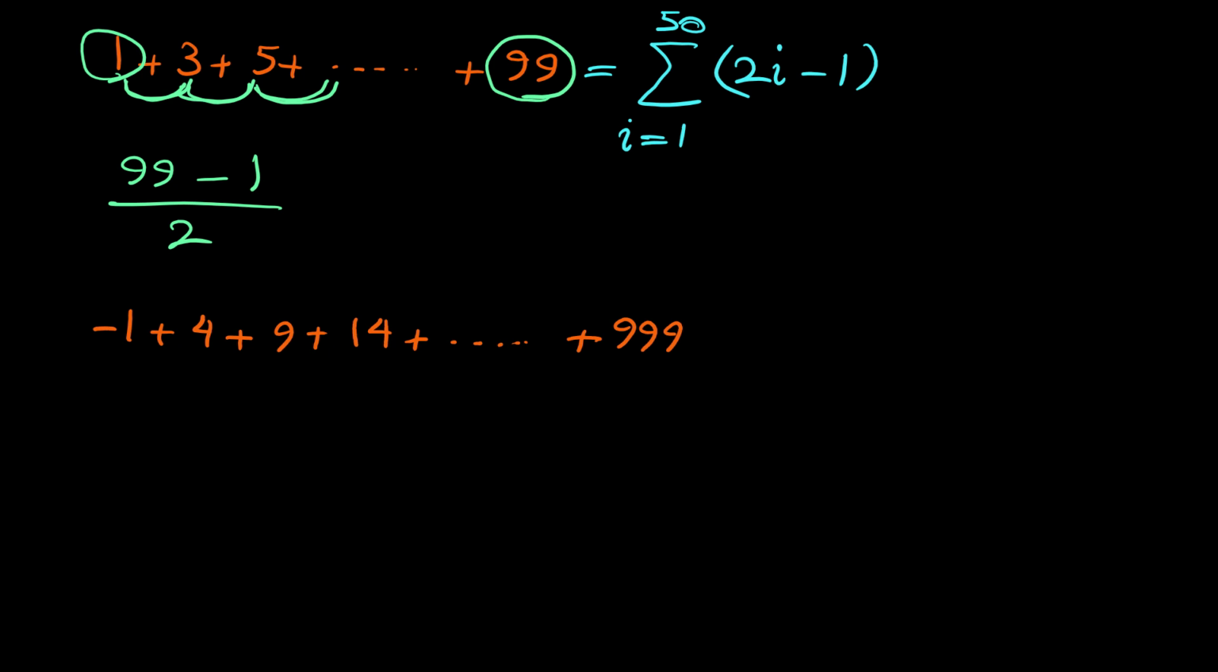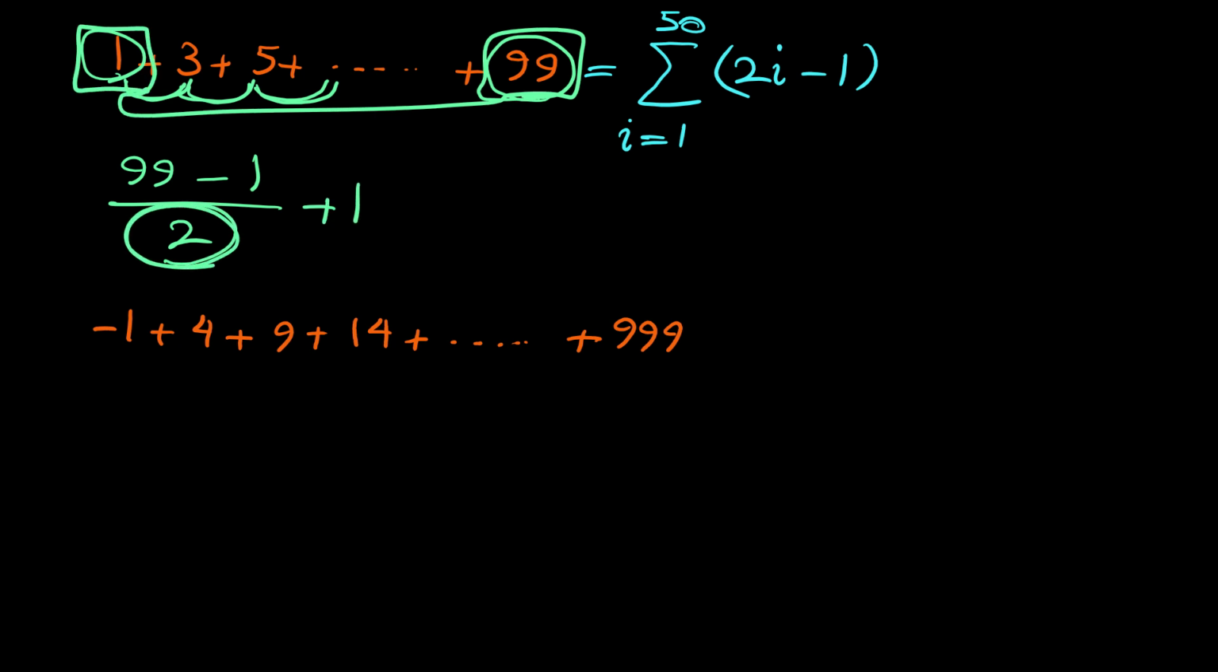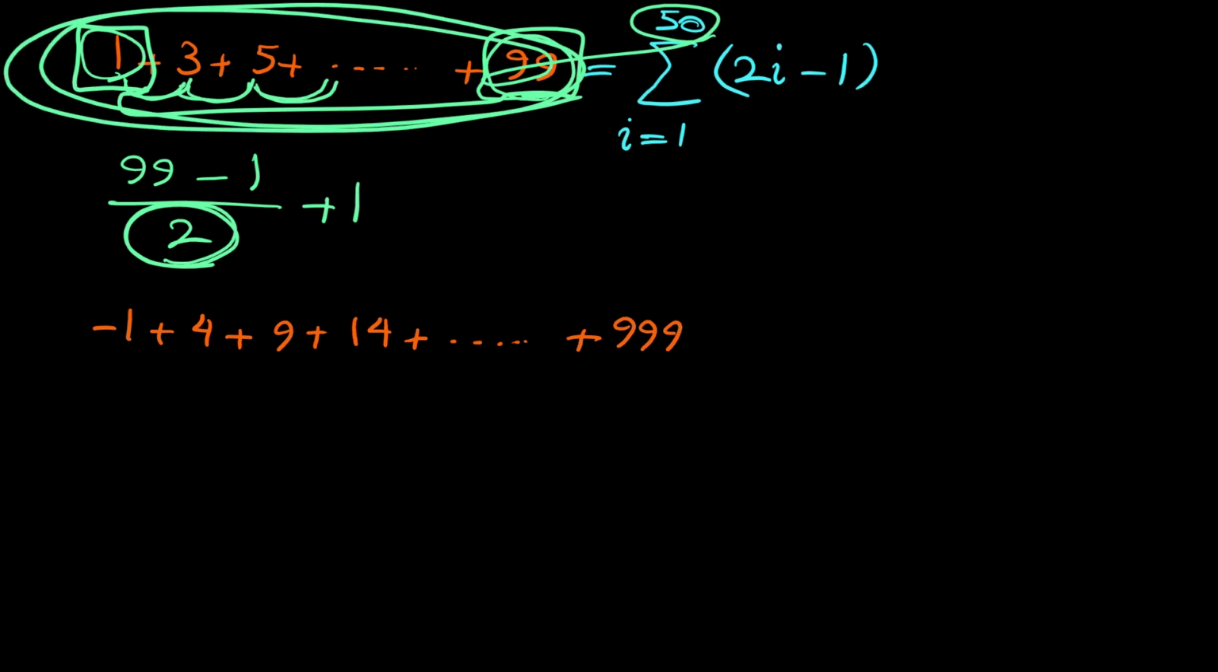99 minus 1, divide. So last term minus first term, divided by common difference, plus 1. This is the rule that you can use to find the number of the terms that you have in your sigma. 99 minus 1 is 98, divided by 2 is 49. 49 plus 1 would be 50.